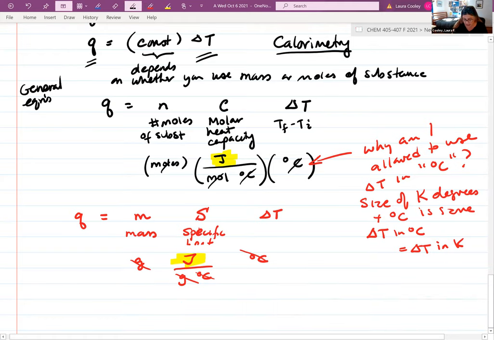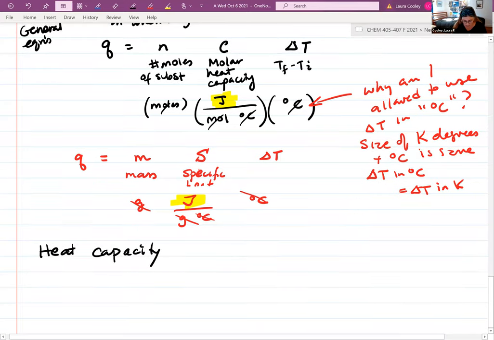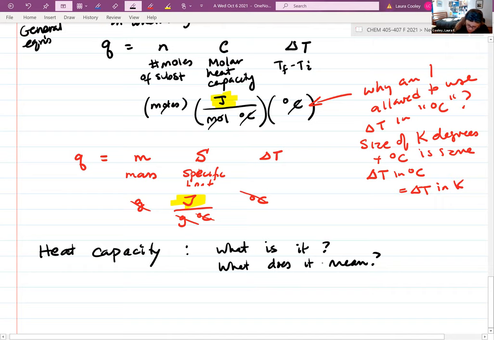But what I'd like to talk about for a few minutes is this heat capacity. And really what I'm saying also goes for specific heat. It's just that I tend to use heat capacity because we tend to use moles more in PChem than we use grams when we do problems like this. So what is heat capacity? What does it kind of mean? The short answer is that heat capacity and specific heat are measures. So heat capacity is a measure of a system's ability to store heat.